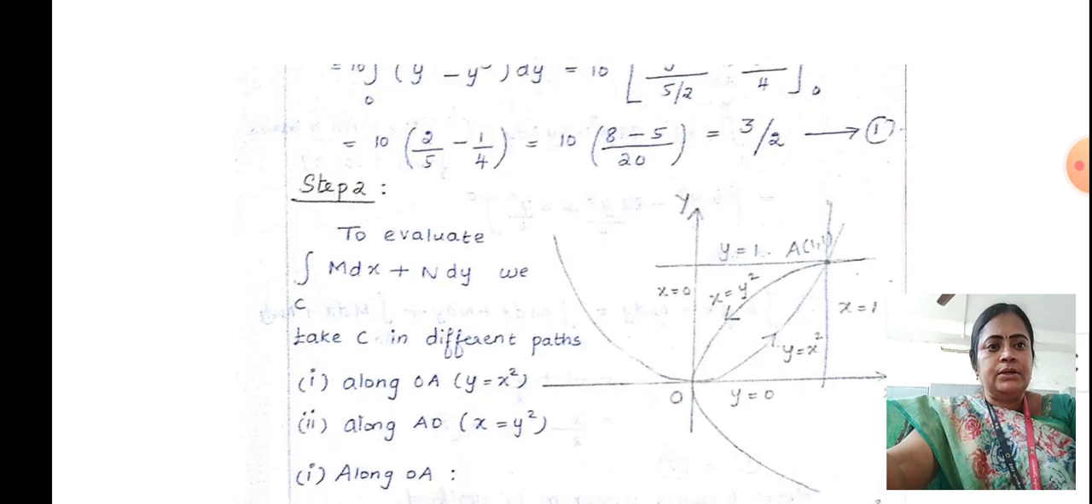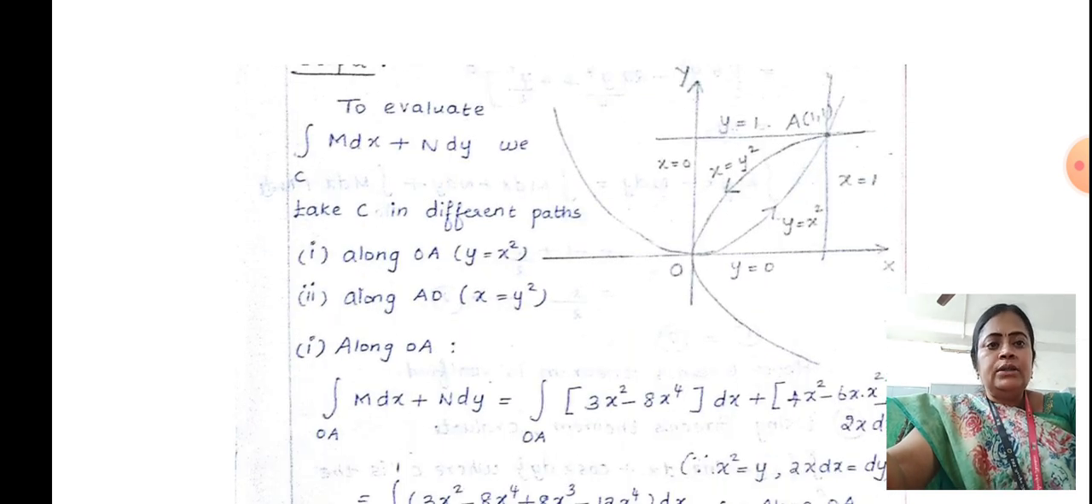On substituting the limits, 10y into (root y minus y square) dy. Multiplying y inside and taking 10 outside, you get 10 times the integral 0 to 1 of (y power 3 by 2 minus y cube) dy. Integrating, you get y power 5 by 2 by 5 by 2 minus y power 4 by 4, between the limits 0 to 1. Substituting the upper limit 1, you get 10 into (2 by 5 minus 1 by 4), and the lower limit gives 0. That is 10 into (8 minus 5) by 20, which is 3 by 2. So 3 by 2 is our right hand side.